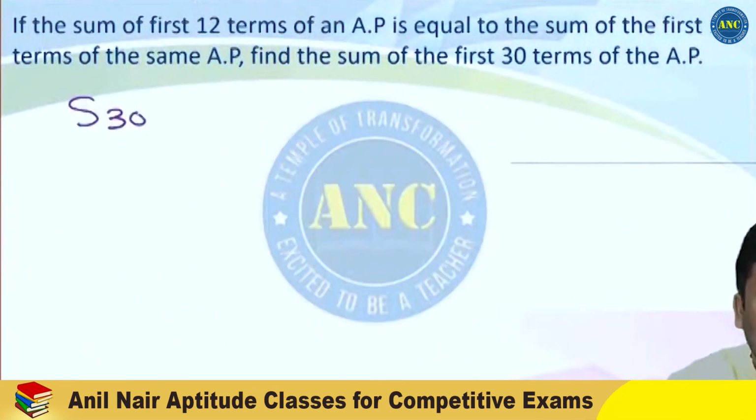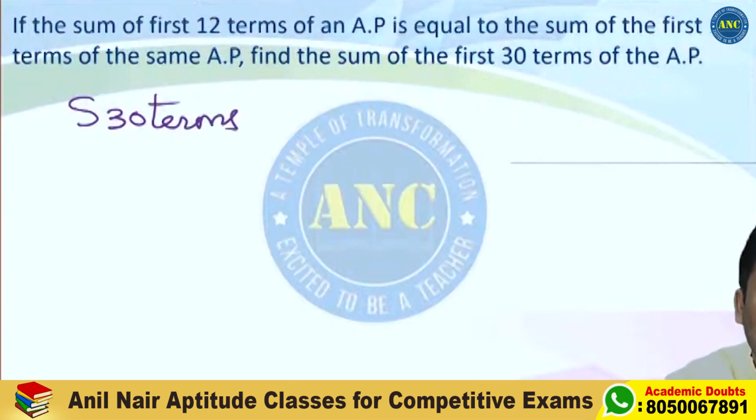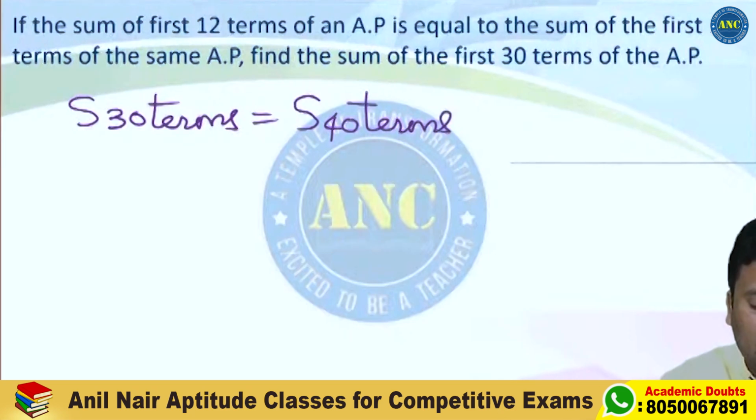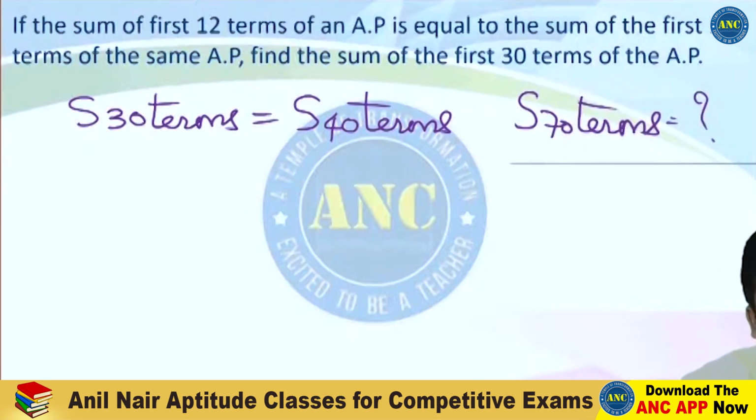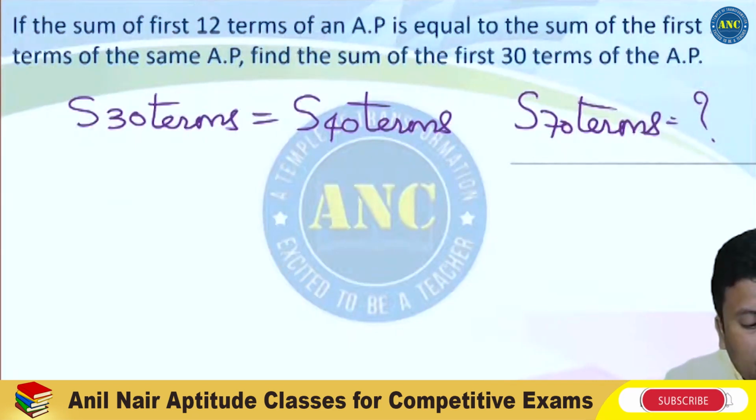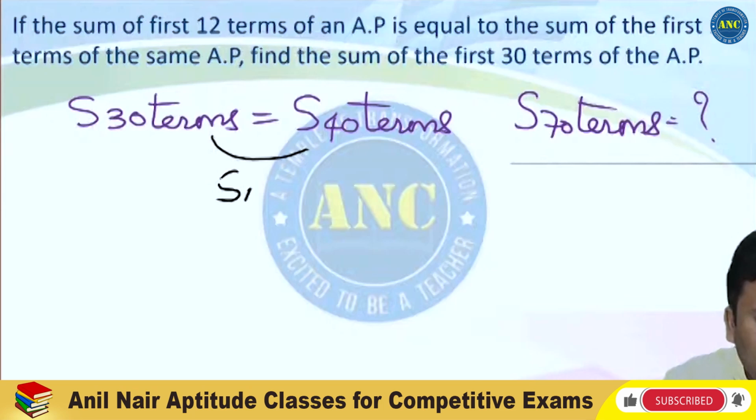Again, I will take another question. Sum of 30 terms is equivalent to sum of 40 terms. Sum of 70 terms is equivalent to how much? Please drop your pens. This is a question where you can solve it orally. 30 terms equivalent to 40 terms. Sum of the last 10 terms is nothing but 0.